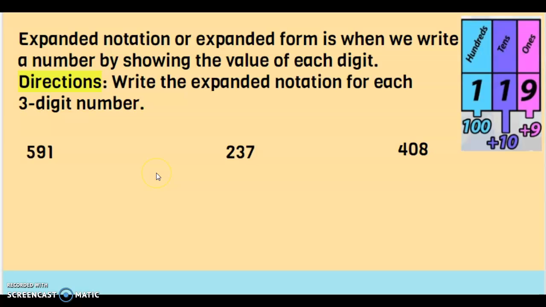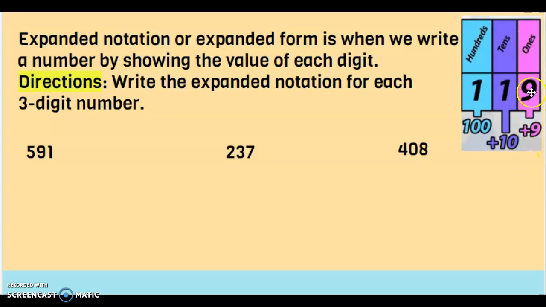Okay, that new word is just talking about the way that we write a number in a different way. Expanded notation or expanded form is when we write a number by showing the value of each digit. So I think we know how to do this, but we're just putting a new word to what we already know. So the directions say, write the expanded notation for each 3-digit number. And here I included a picture for a reminder.